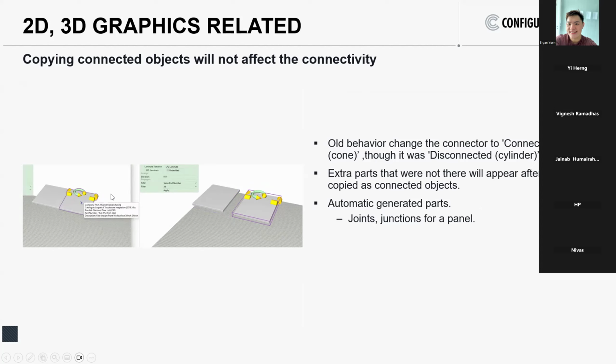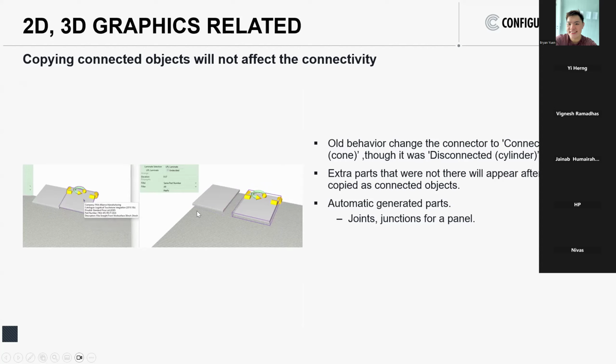So referring to the screenshot or this GIF on the left-hand side, the old behavior on this left-hand part of the screenshot tends to change the connector to the connected behavior. If you pay attention to this, it will change it to a cone shape after it's being copied, though it was disconnected, a cylinder shape before this.